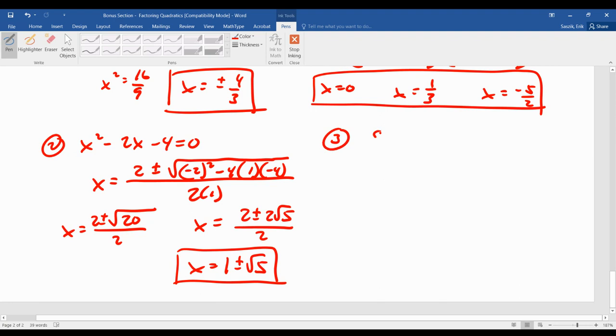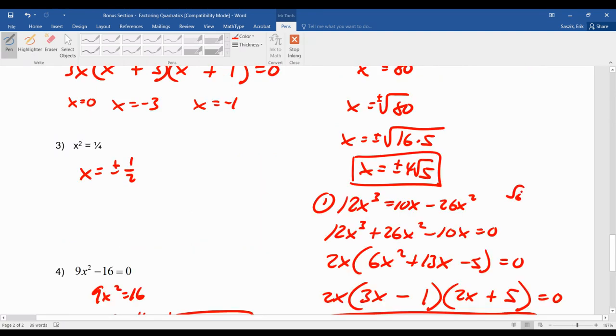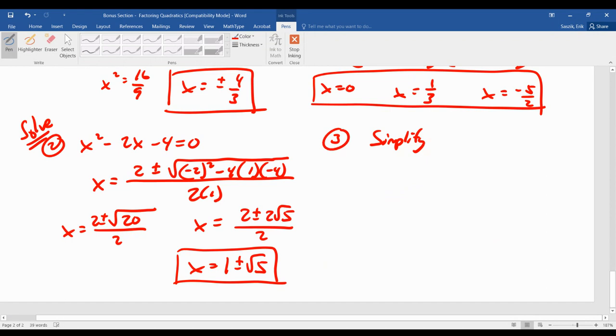Last problem, and this is just a simplify. These other ones were solve. This was solve, and this one that we did here, that was solve. This one here is simplify, and it covers one topic that we haven't discussed yet.